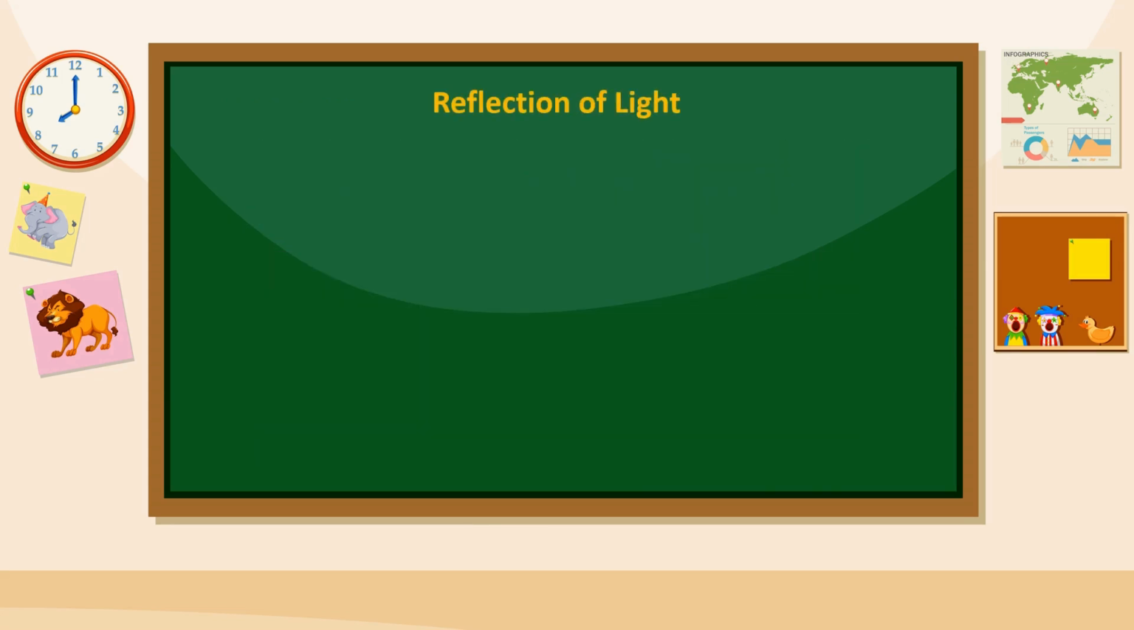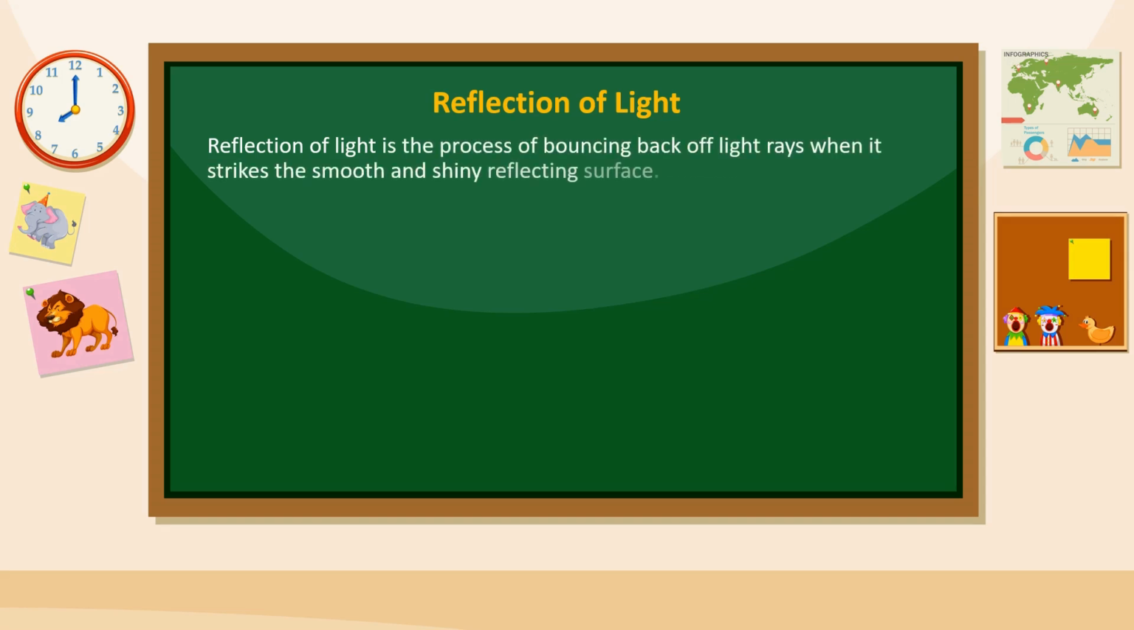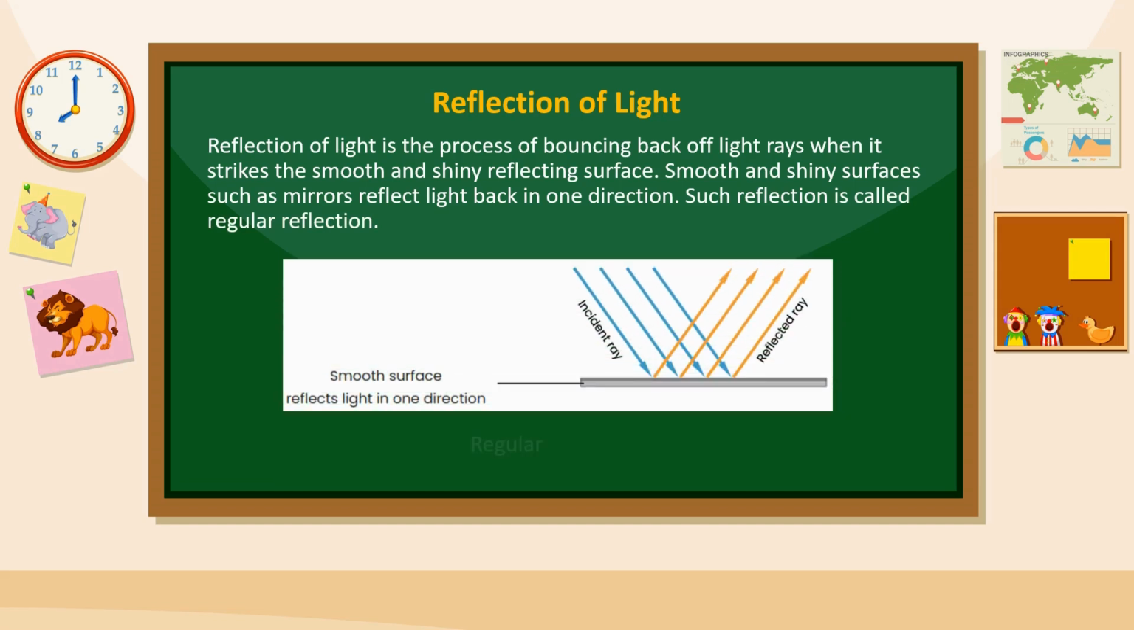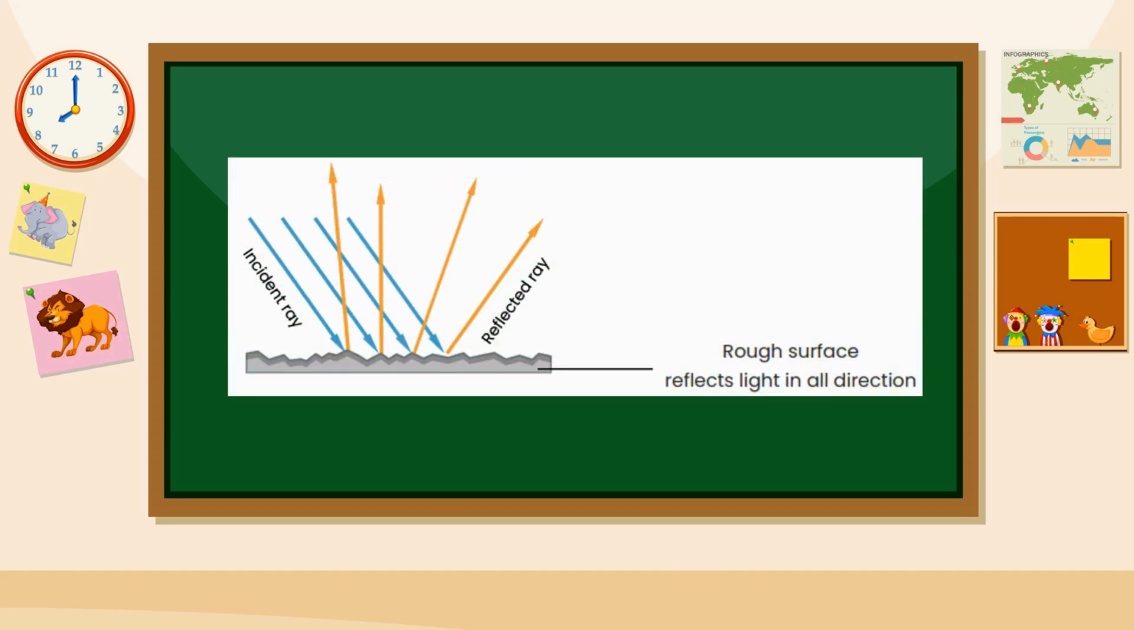Reflection of light. Reflection of light is the process of bouncing back of light rays when it strikes the smooth and shiny reflecting surface. Smooth and shiny surfaces such as mirrors reflect light back in one direction. Such reflection is called regular reflection. Regular reflection. Diffused reflection.